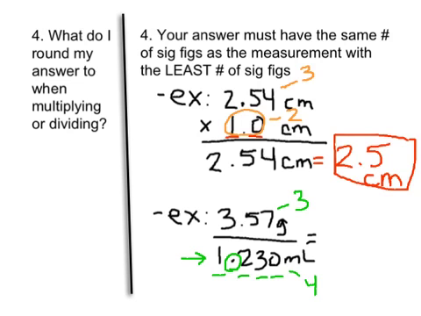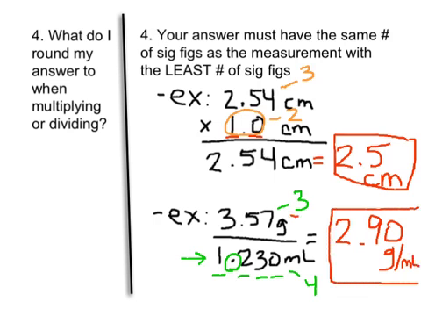So if we have 3 sig figs on top and 4 sig figs on the bottom, our answer can only have as many as the least. Our answer must be rounded to 3 significant figures. So when we do this calculation, we have to round our answer to 2.90 grams per milliliter. Again, we have to have the least number of sig figs in our answer, because we can't be more precise than the least precise measurement.